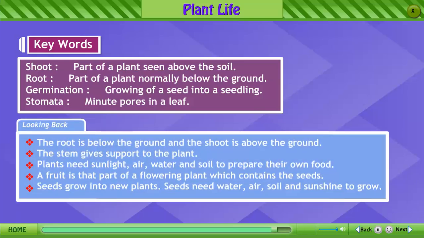Looking back, the root is below the ground and the shoot is above the ground. The stems give support to the plant. Plants need sunlight, air, water and soil to prepare their own food. A fruit is that part of a flowering plant which contains the seed. Seeds grow into new plants.